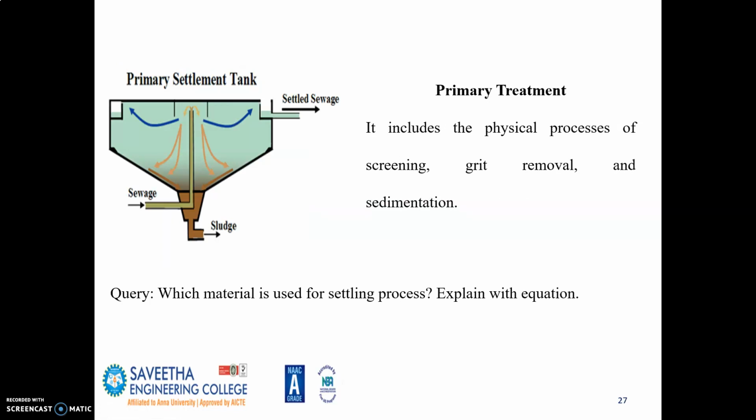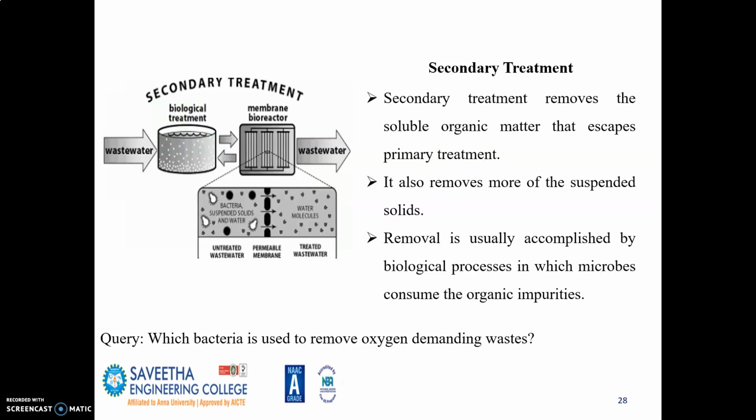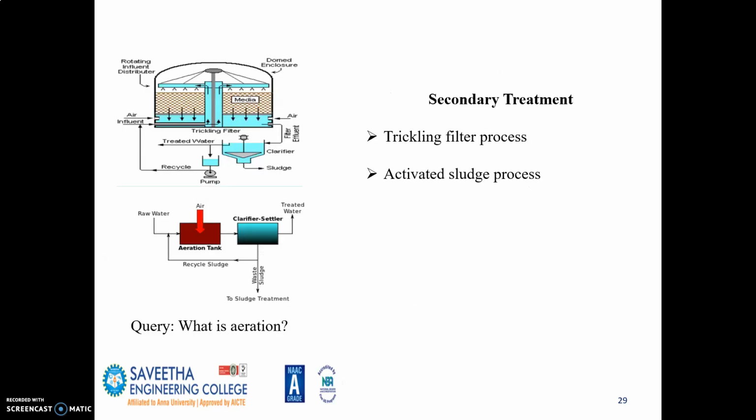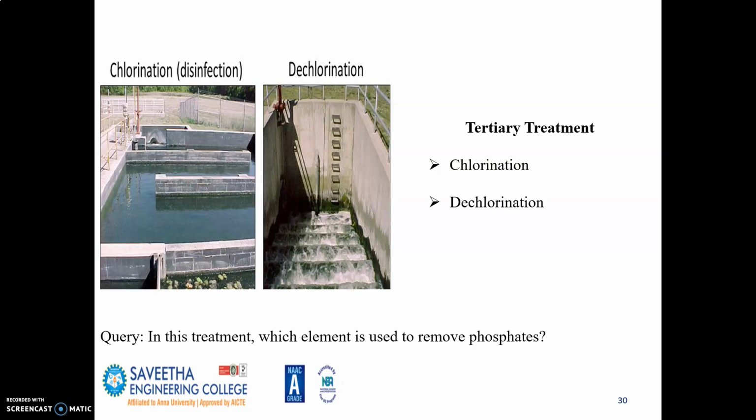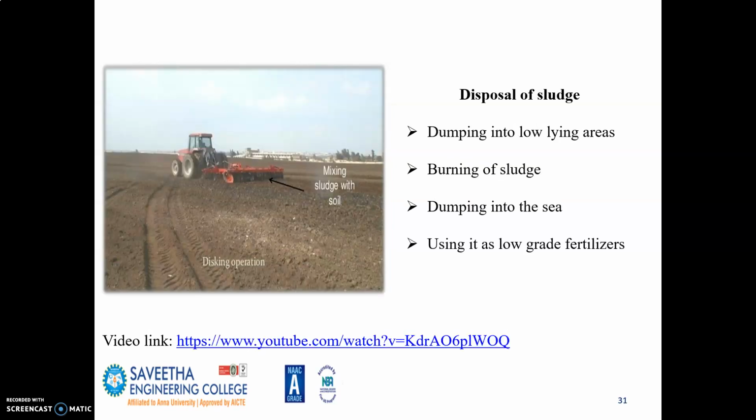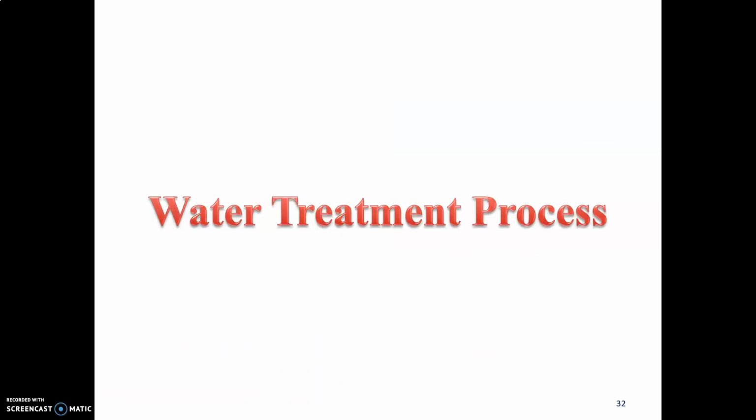Primary treatment includes physical processes like screening, grit removal, and sedimentation. These are the basic mechanisms involved in the primary treatment. In the secondary treatment, almost all the organic matter that escapes the primary treatment is removed, and it also removes suspended solids and so on. The secondary treatment is further classified into trickling filtration methods and the activated sludge process. The tertiary treatment involves chlorination and dechlorination. Finally, for disposal, the sludge is dumped in low-lying areas, burned, or dumped into the sea, or it may be recycled for further use as fertilizer.